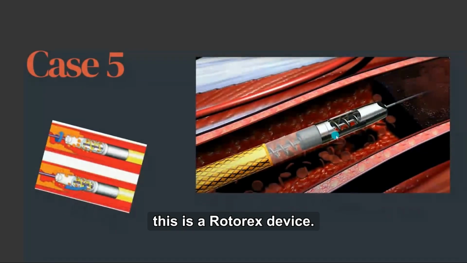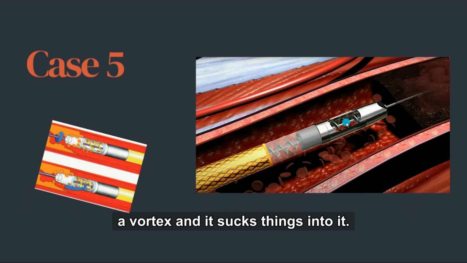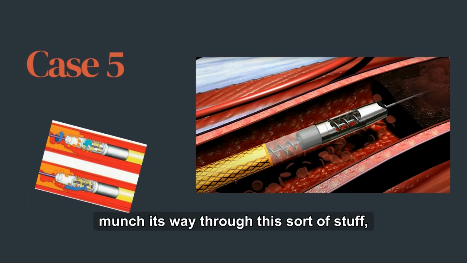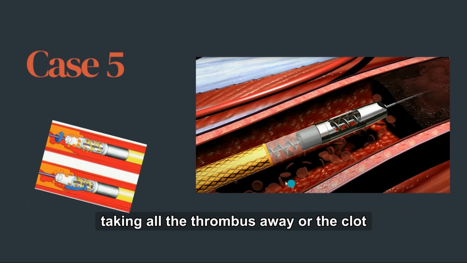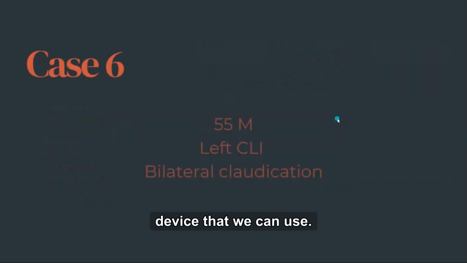That's the device. So this is a Rotarex device. There are lots of these kinds of devices. It's got a little gate in here, a corkscrew, and then it's got a little window. So this corkscrew creates a vortex, and it sucks things into it. If you can look over here, it will just munch its way through this sort of stuff, taking all the thrombus away, or the clot away, through the channel. So that's a really cool device that we can use.